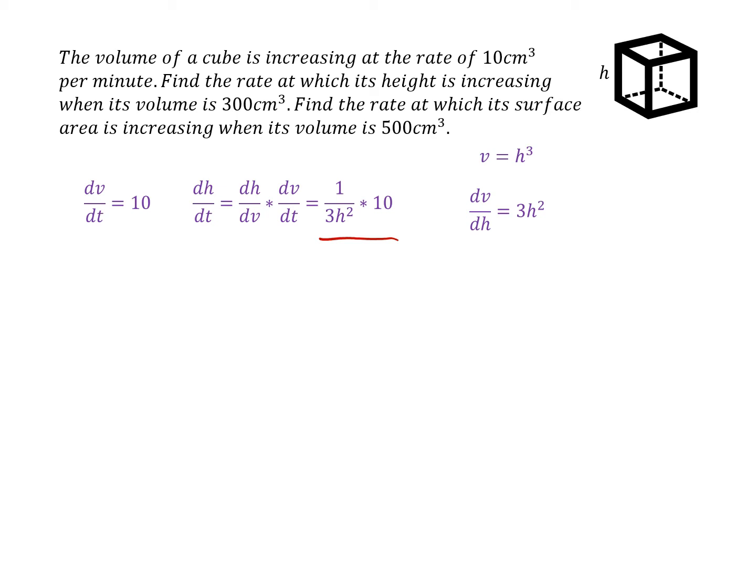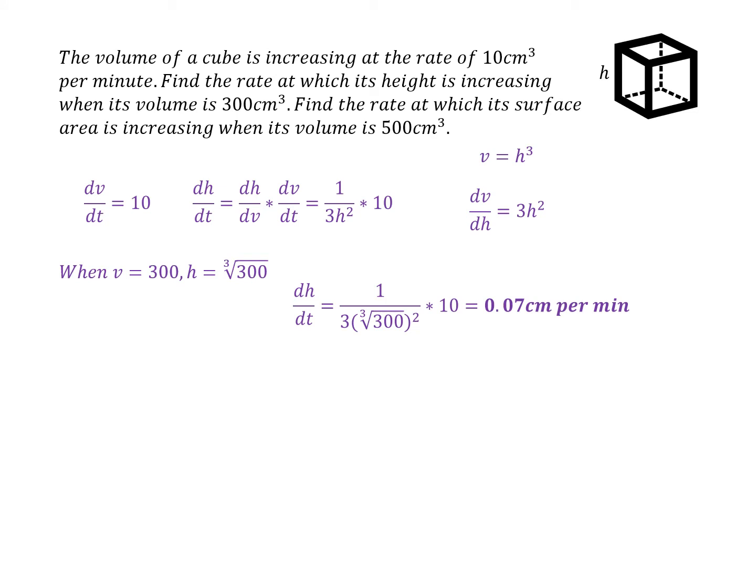We've got to find the rate at which the height is increasing when the volume is 300 cubic centimeters. So when V is 300, h is the cube root of 300. So we can pop that into there to find dh/dt, and it looks a bit messy, but the calculator can sort that out for us. So that gives us a relatively small increase in height of 0.07 centimeters every minute.